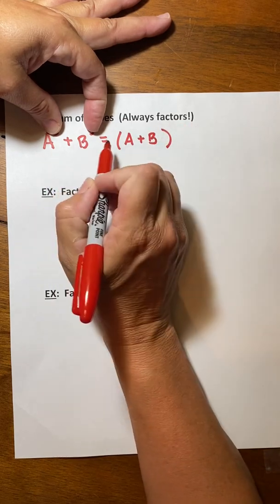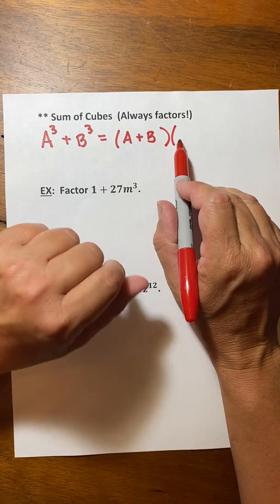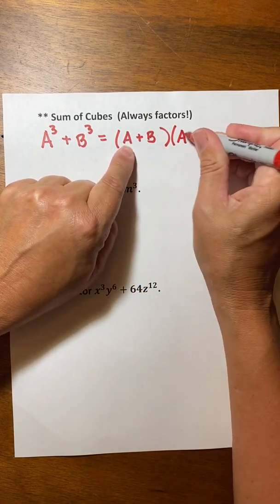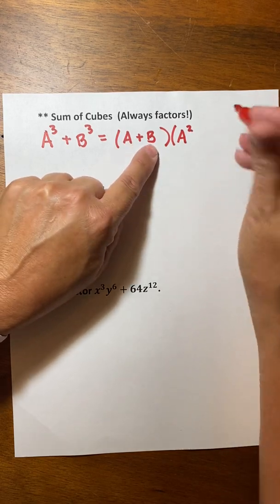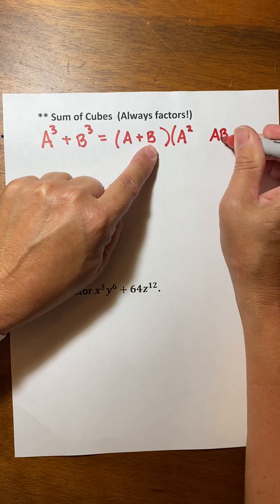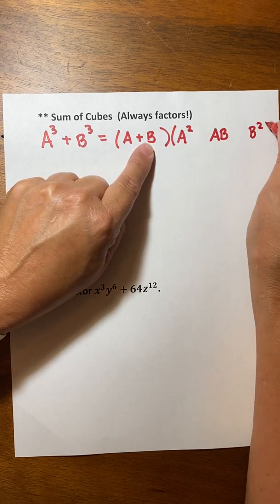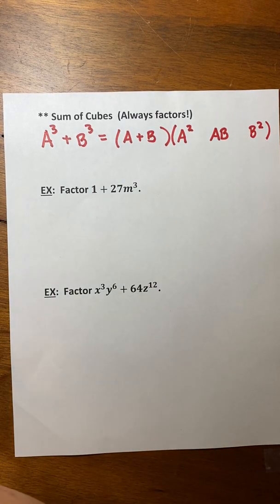It's just each term without the cube power. What goes next in the second set of parentheses is whatever's here times itself. So a times a, which is a squared. What's going to go in the middle is a times b. What's going to go on the end is b times b. So this looks an awful lot like the difference of cubes template.